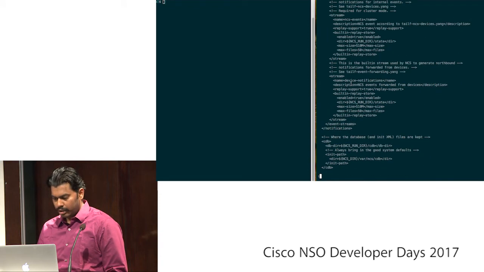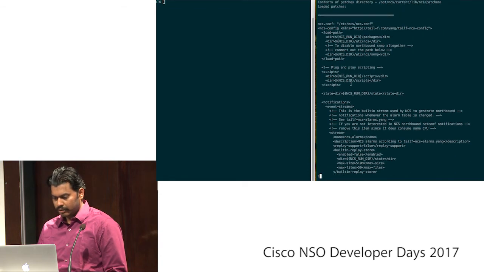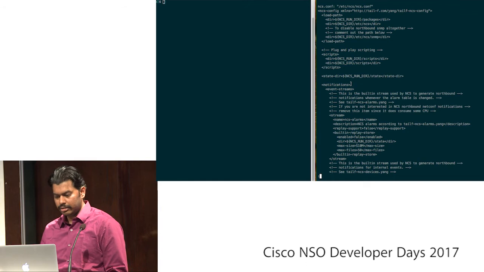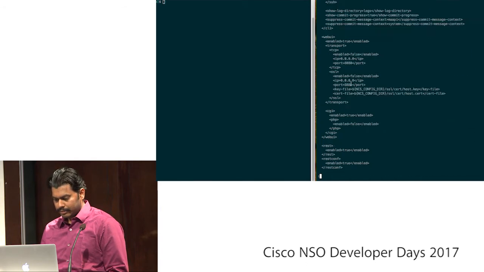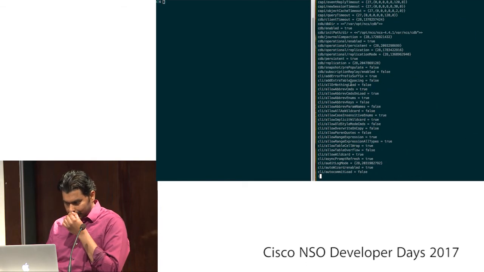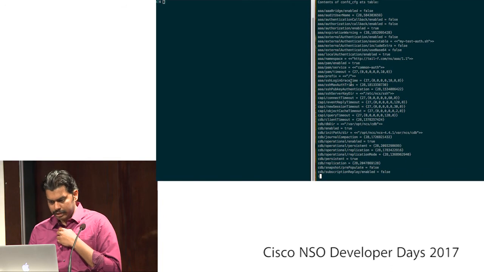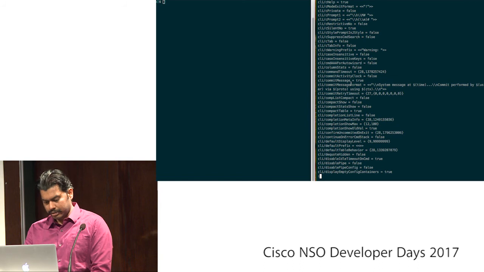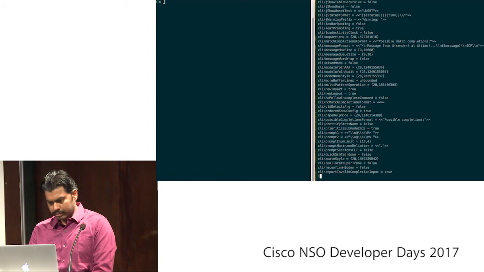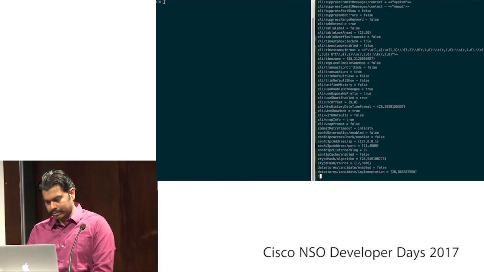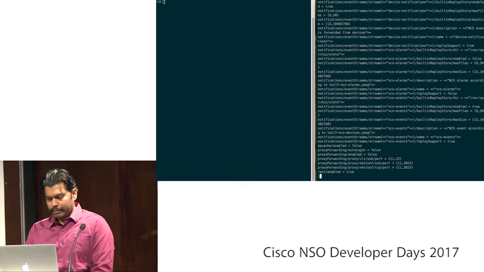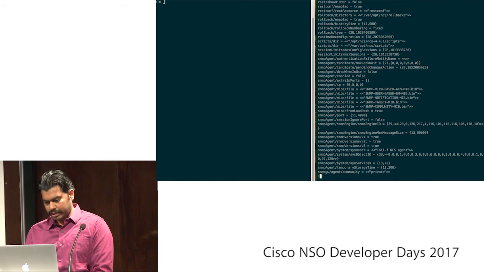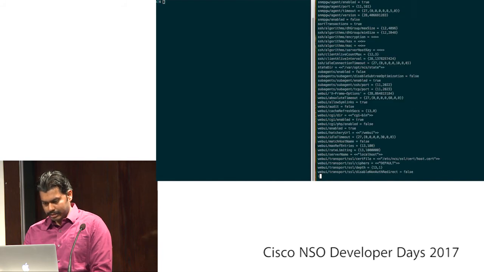And then we have the whole ncs.conf that the current daemon is running on. And then we have the values of the dynamic config. And these are the contents of the CDB.